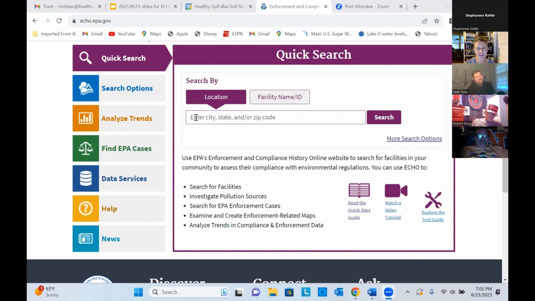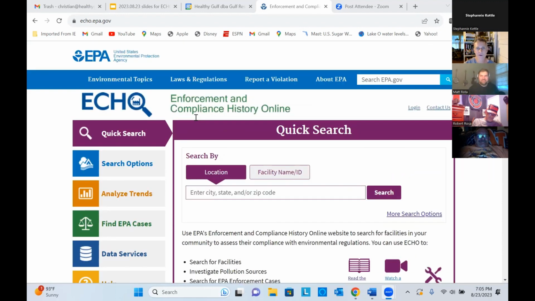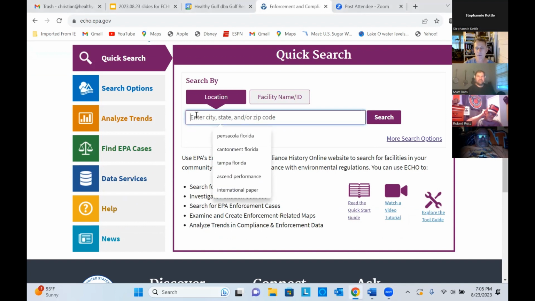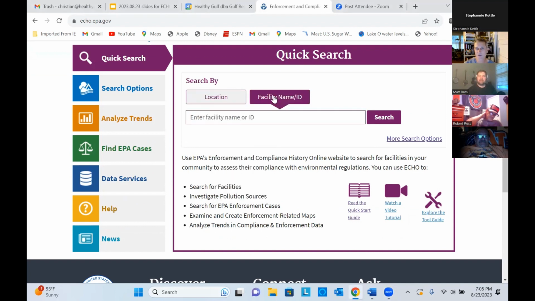Well, thank you again for that. So we find ourselves back at the Echo website, and rather than look up a specific facility, remember, we've got a choice here starting out. You may not know the name. You certainly won't have the ID number that they all have. You're not going to know that number. But I'm going to do it here just by location.